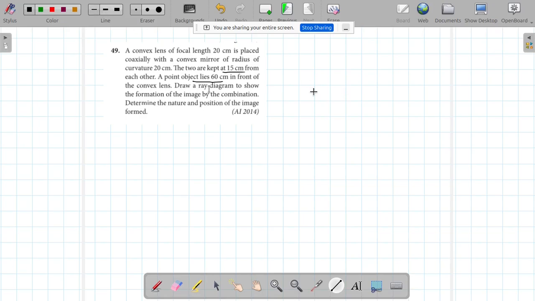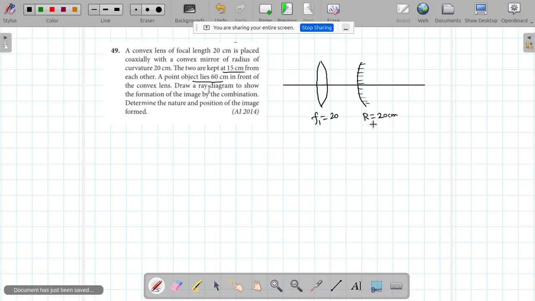Now we will solve one by one. We have to draw the diagram. First we draw based on the given data. We have a convex lens and we have a convex mirror. The focal length of the convex lens we take as f1, 20, and the radius of curvature of the convex mirror is 20 centimeter. They are kept 15 centimeter from each other.